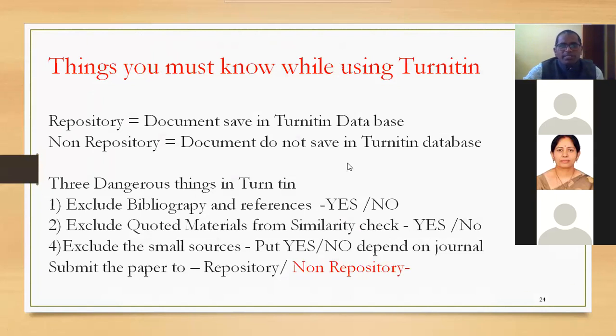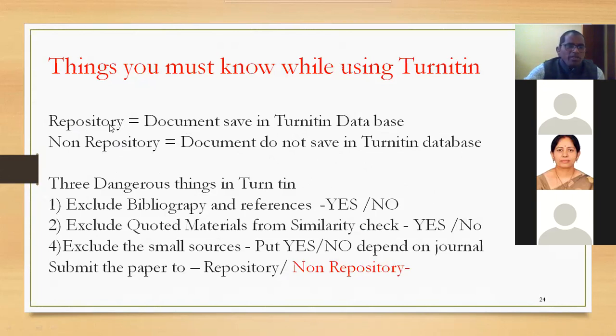And you should remember, some people submit their report to their friends who have an account. For example, I have an account, and my friends may send it to me to check the plagiarism. While checking the plagiarism, you teachers have to remember this: repository, non-repository. I will show you that. Repository means the document is saved in the Turnitin database. Non-repository means the document is not saved in the Turnitin database.